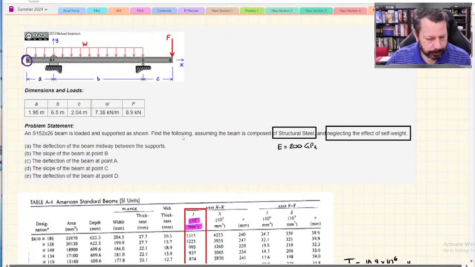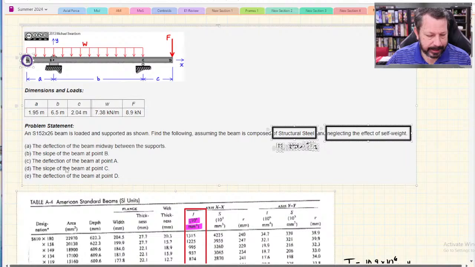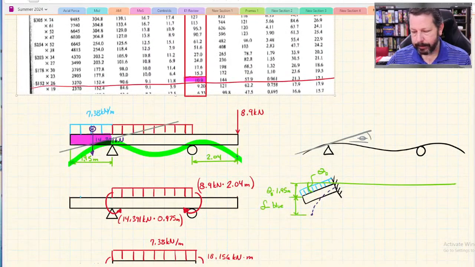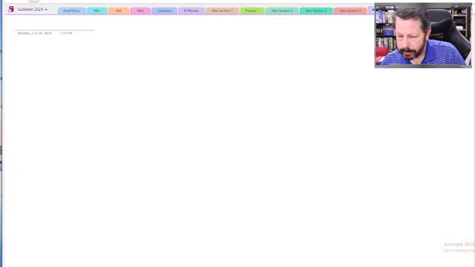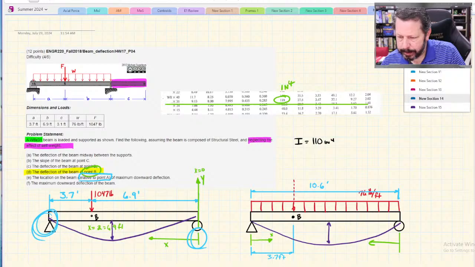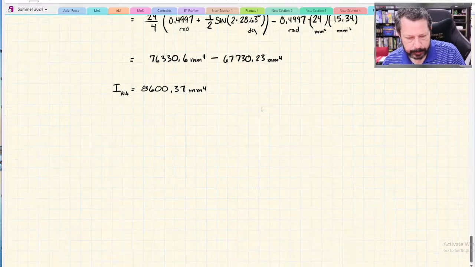E is probably similar. Yes, E is the same thing. So once you find the slope at C, you do the same thing where it starts out at some angle, and then we actually did one like this. We did, oh, not a new section. Hold on. It was one of the really early ones.